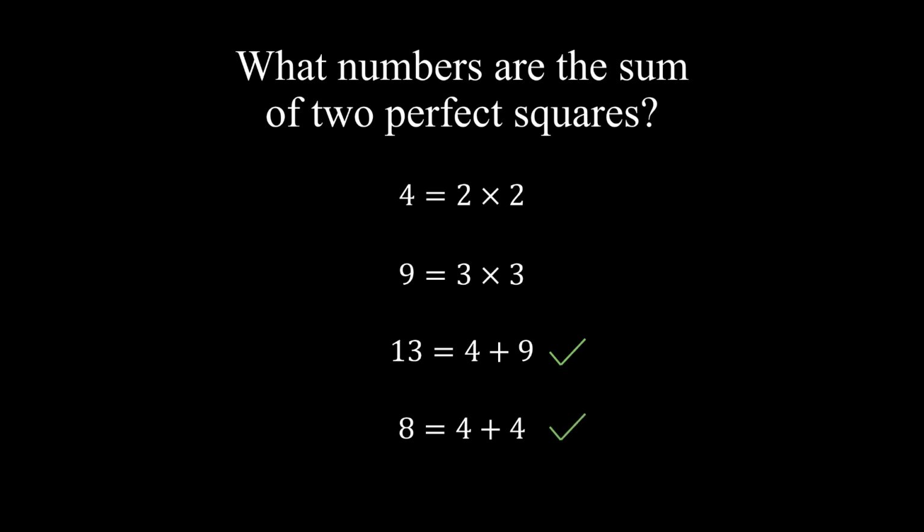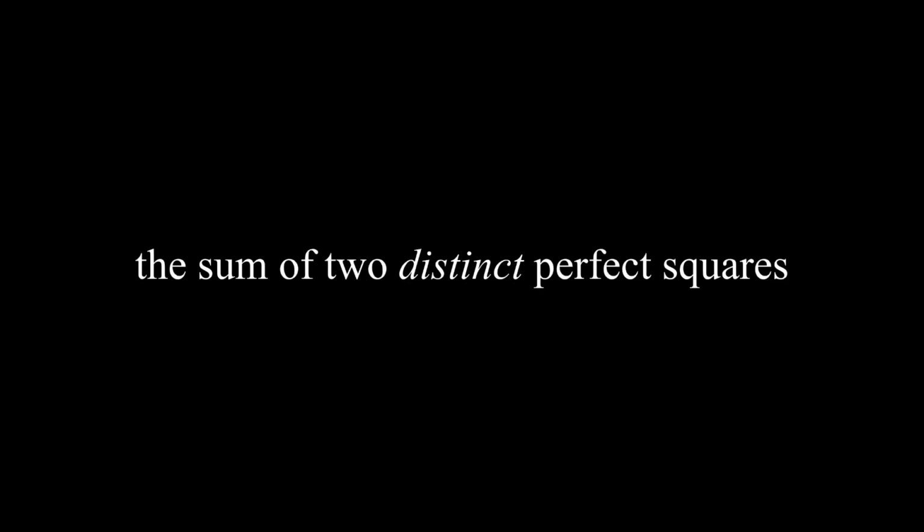You might complain that 8 is actually the sum of the same perfect square twice, but this still counts. The 2 perfect squares in question don't have to be different from one another. If we wanted to specify that the perfect squares had to be different, we'd say the sum of 2 distinct perfect squares.